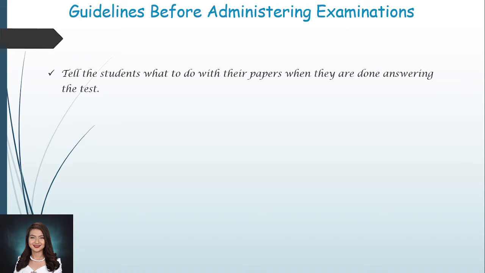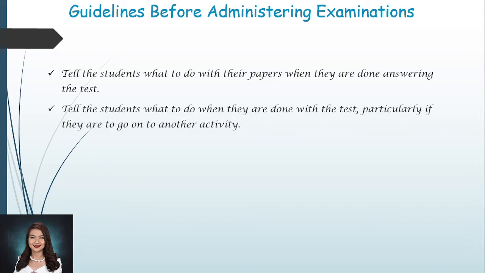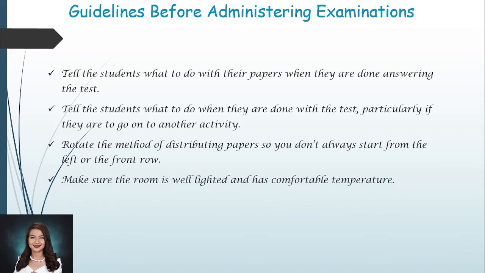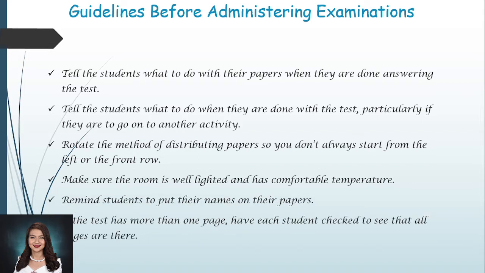You can tell them that if they're done, they can submit it on your desk and then they can go. Tell the students what to do when they are done with the test, particularly if they are going on to another activity. Also, write these directions on the chalkboard and refer to them. Rotate the method of distributing papers so you don't always start from the left. Make sure the room is well lit and has a comfortable temperature. Remind students to put their names on their papers. If the test has more than one page, have each student check to see that all pages are there.